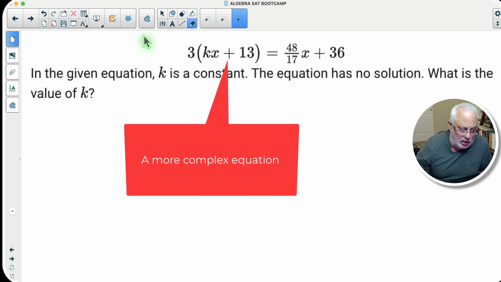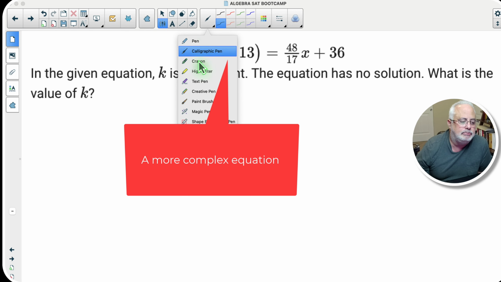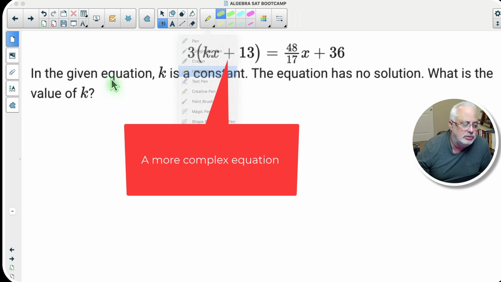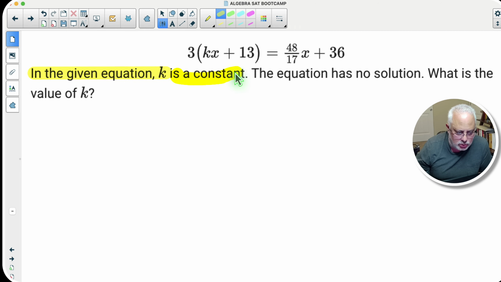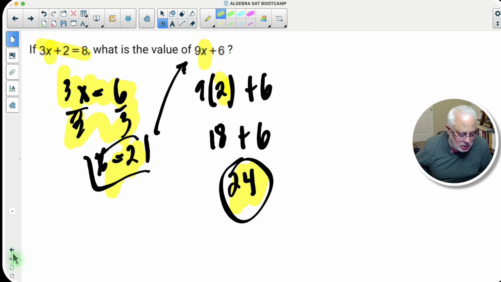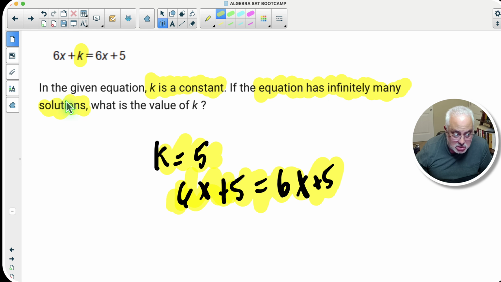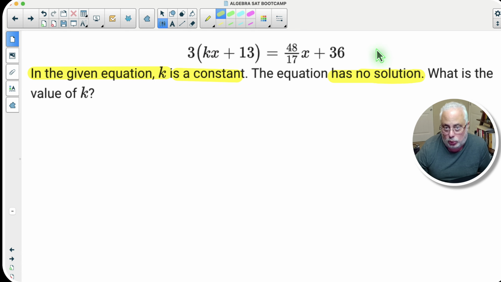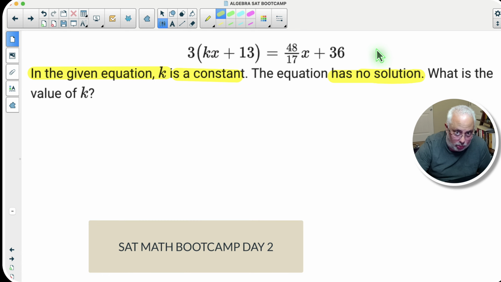But the question itself, and let's start highlighting, the question itself is easy. We are finding a k value, which is a constant, a number. The equation has no solutions. So the question is not difficult to understand. If I go back to the first question today, you can see that it's similar, except that the equation here has infinite many solutions, and right here we have no solutions. So the question itself is not a problem.